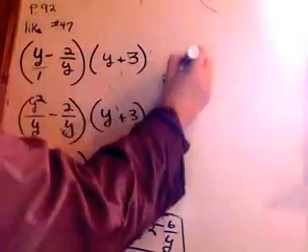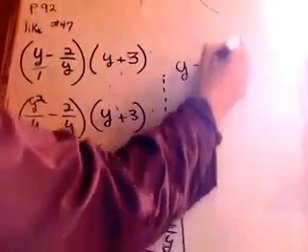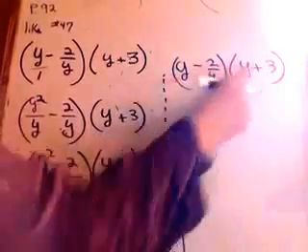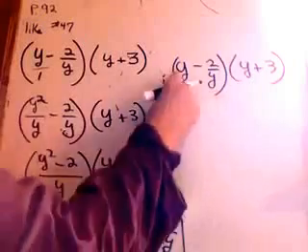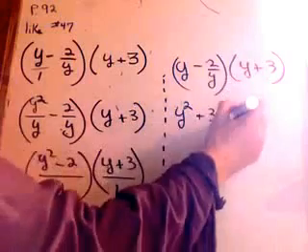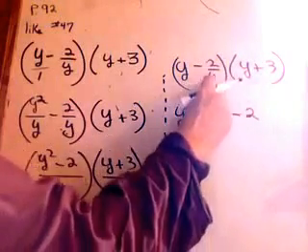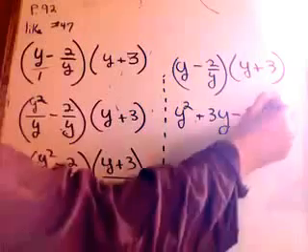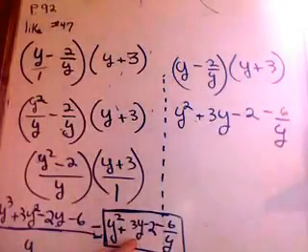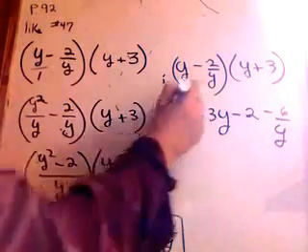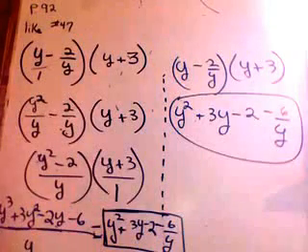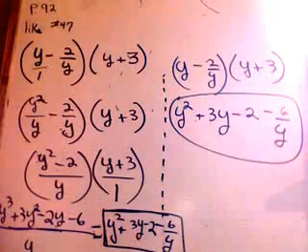Another way is you could just do FOIL right off the bat, even though there's a fraction there. Sometimes I think that's a little bit messy, but watch what happens. So y times y squared, y times 3, 3y. Now I'm going to do minus 2 over y times y. That becomes minus 2. Minus 2 over y times 3 is minus 6 over y. And look, y squared plus 3y minus 2 minus 6 over y. Get the same answer both ways. I'm not fussy about what way you do it, so good luck and keep working on that summer assignment.